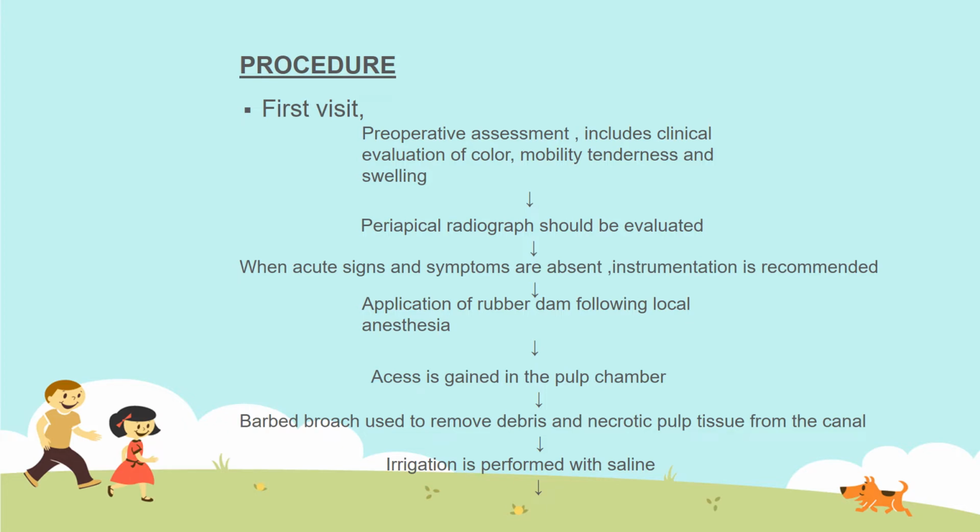Coming to the procedure, in the first visit, pre-operative assessment includes clinical evaluation of color, mobility, tenderness and swelling, and then the periapical radiograph should be evaluated. When acute signs and symptoms are absent, instrumentation is recommended. Apply the rubber dam following local anesthesia. Then access is gained to the pulp chamber. After that, a barbed broach is used to remove debris and necrotic pulp tissue from the canal. Irrigation is performed with saline.